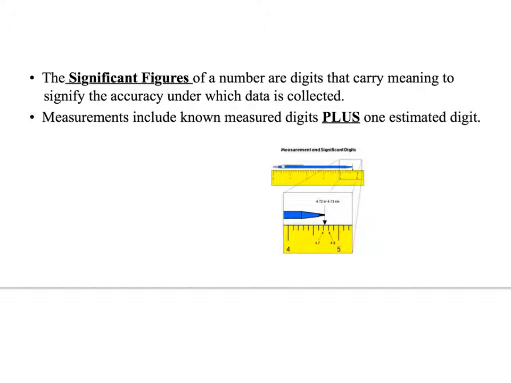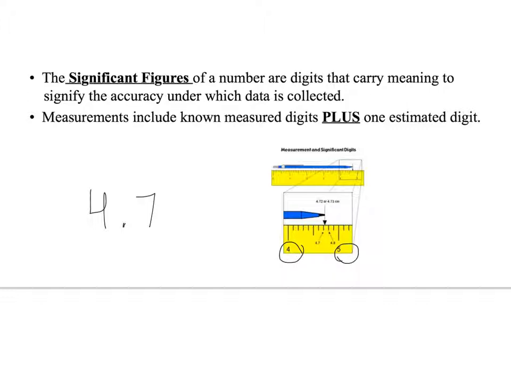So if we look down at the measurement of this instrument, what we can see is the length of this instrument is definitely 4 centimeters. It's not quite yet 5, so we're sure of the 4. We also can see that the tenths place is ticked out on this instrument. Therefore, it's definitely 4.7, but it's not exactly 4.7. It's somewhere between 4.7 and 4.8. So we need an estimated digit.